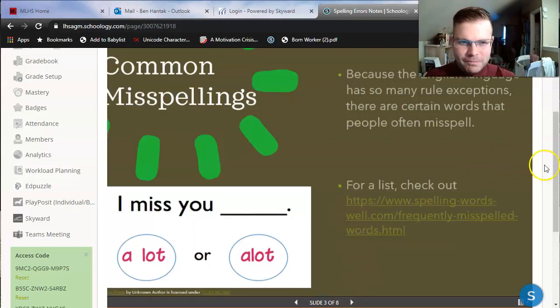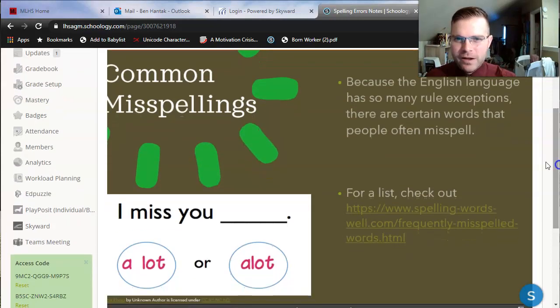A couple of common misspellings that we should be aware of. Because the English language has so many rule exceptions, there are a certain number of words that people often misspell. I think I saw a statistic once that said that only 6% of words in the English language cause 50 to 60% of all spelling errors. So mastering those words is really helpful for fixing a lot of those errors.